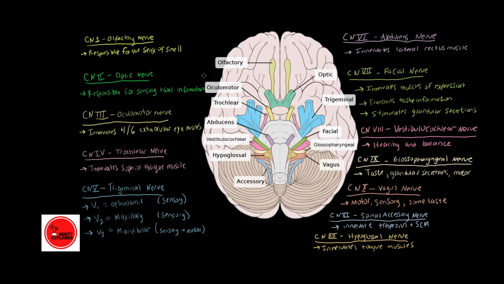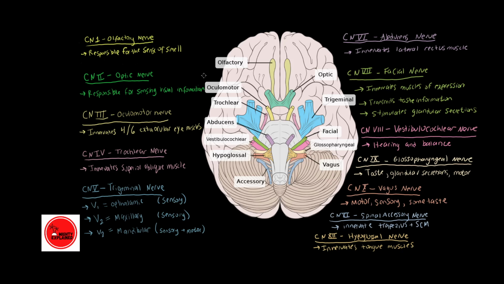The optic nerve is responsible for sensing visual information. Something particularly unique about these first two cranial nerves is that they both originate in the cerebrum itself and not the brainstem. So the other 10 cranial nerves all originate in the brainstem. So if you ever find yourself working on an exam question that prompts you about a cranial nerve that does not originate in the brainstem, then you know automatically that you're dealing with cranial nerve 1 or cranial nerve 2, the olfactory or the optic nerve.